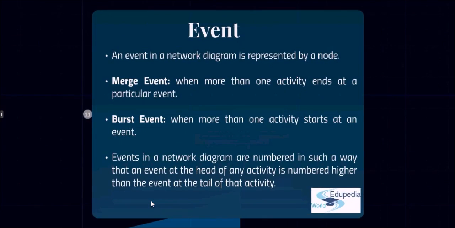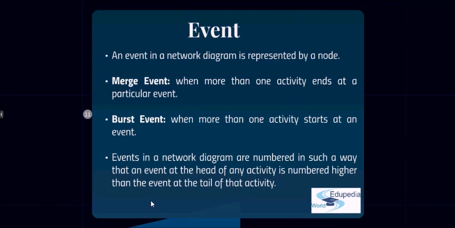We have two types of events. An event in a network flow diagram is represented by a node, as we have seen just now. A merge event is when more than one activity ends at a particular event, and a burst event is when more than one activity starts at an event. Now, the numbering of an event in a network flow diagram is done in such a way that an event at the head of an activity is numbered higher than the event at the tail of the activity.